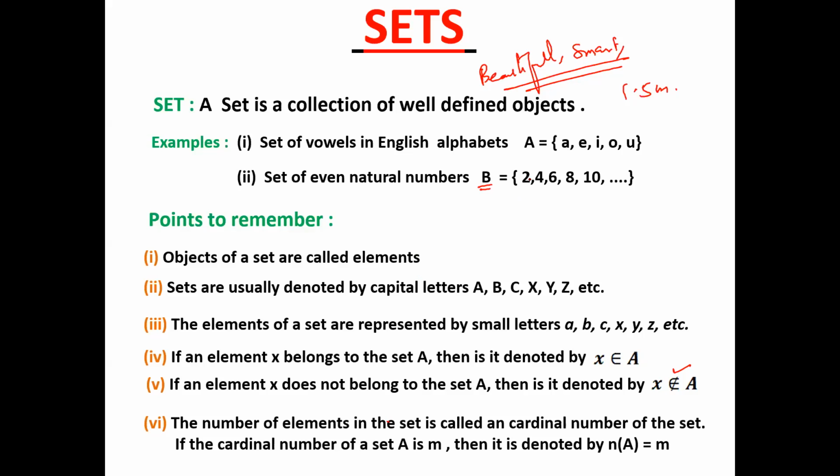So for example, in this there are infinitely many elements, so n of B is infinity. Here the number of elements is 5, so n of A is equal to 5. When you write the number of elements, don't put it inside a bracket. Only this bracket we have to use for a set.